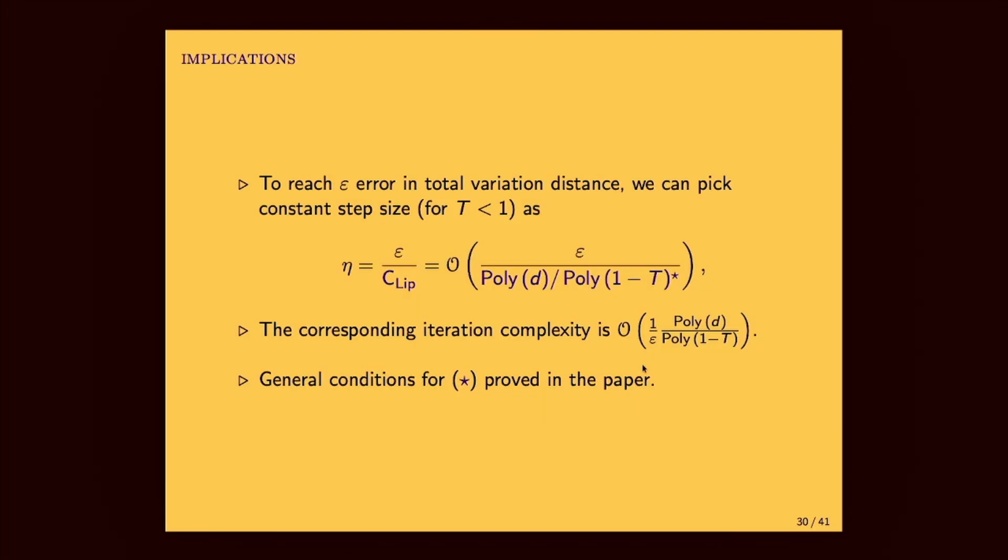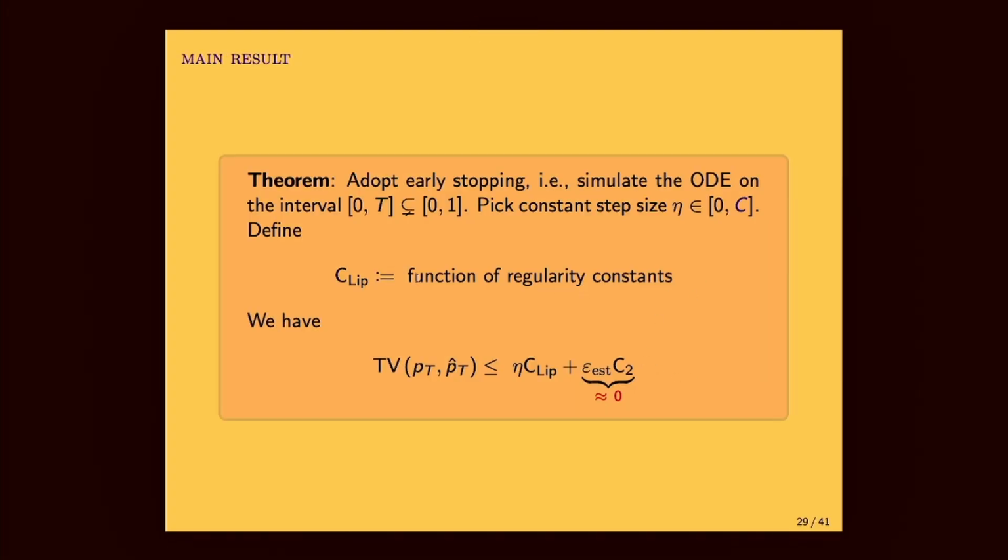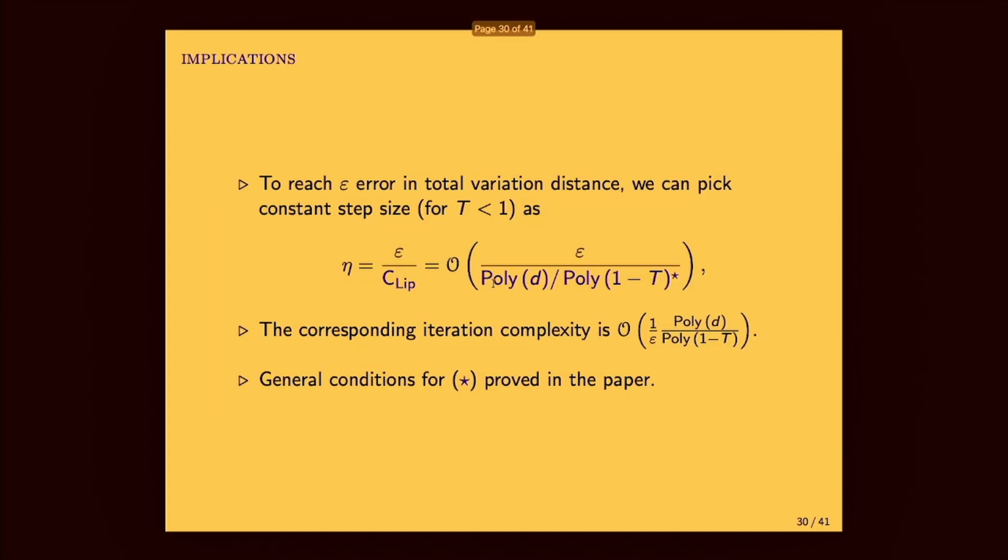So you can do that, and then basically you will get something like this. If you pick your eta to be epsilon over this C-lib constant, the iteration complexity will be 1 over epsilon. So basically, it's a polynomial complexity bound, right? The thing I want to emphasize is that the form of the C-lib is not so important, but what is important is the order of the C-lib.